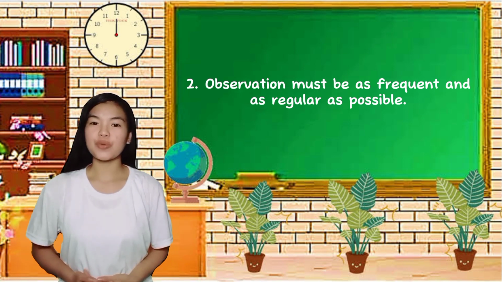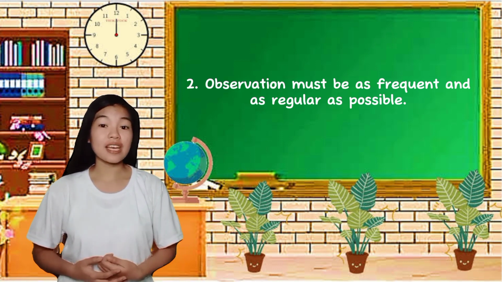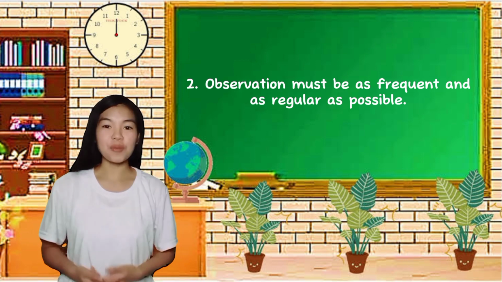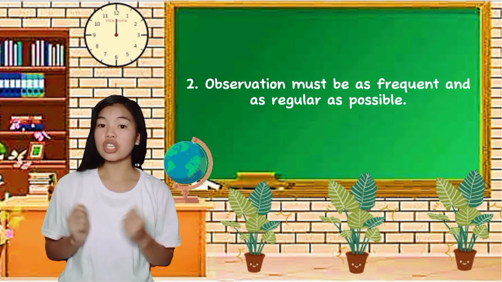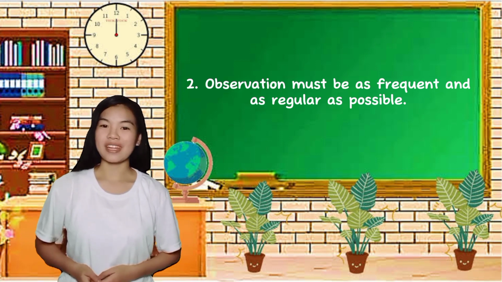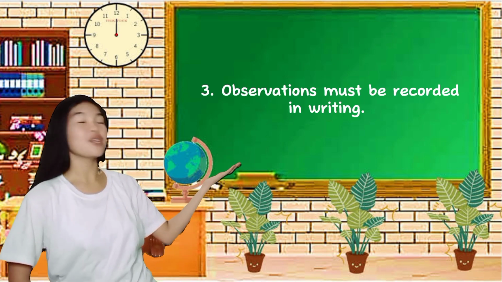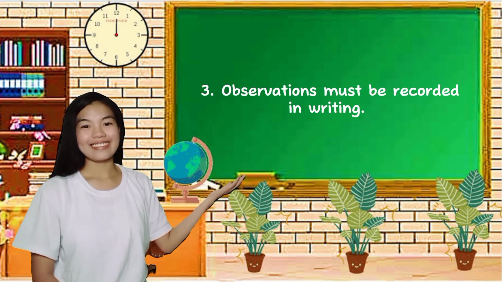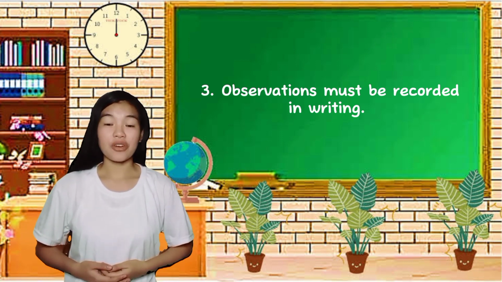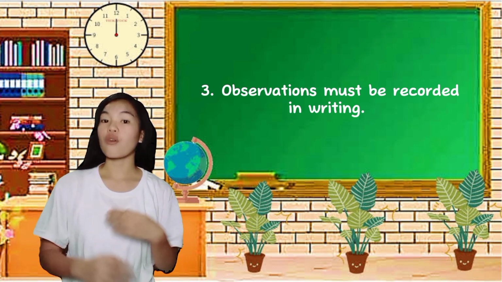Frequent observations provide teachers with valuable feedback on the effectiveness of their teaching strategies. They can use this information to refine their teaching methods and improve their ability to support their students. The third one here is observations must be recorded in writing. Writing down observations in a clear and organized manner ensures that they can be reviewed and analyzed over time.